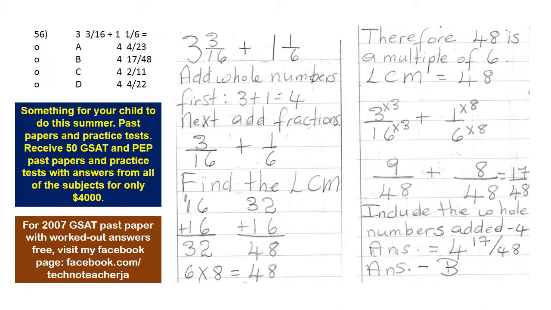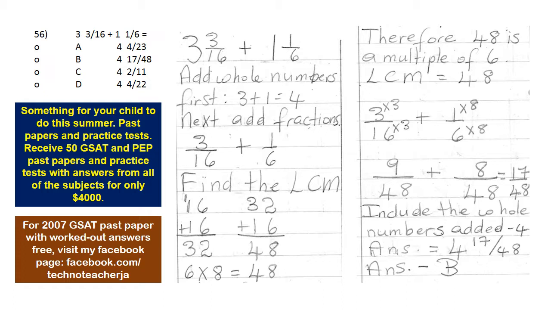Include the old number that you had added, 4. So that makes the answer 4 and 17 over 48. That number cannot be reduced any further, so that is the answer. The answer is 4 and 17 over 48. That makes the answer B.